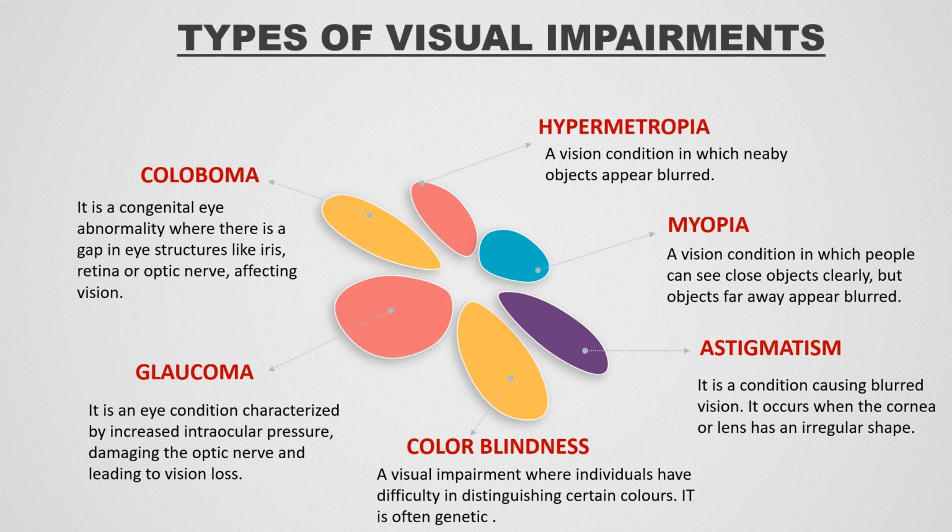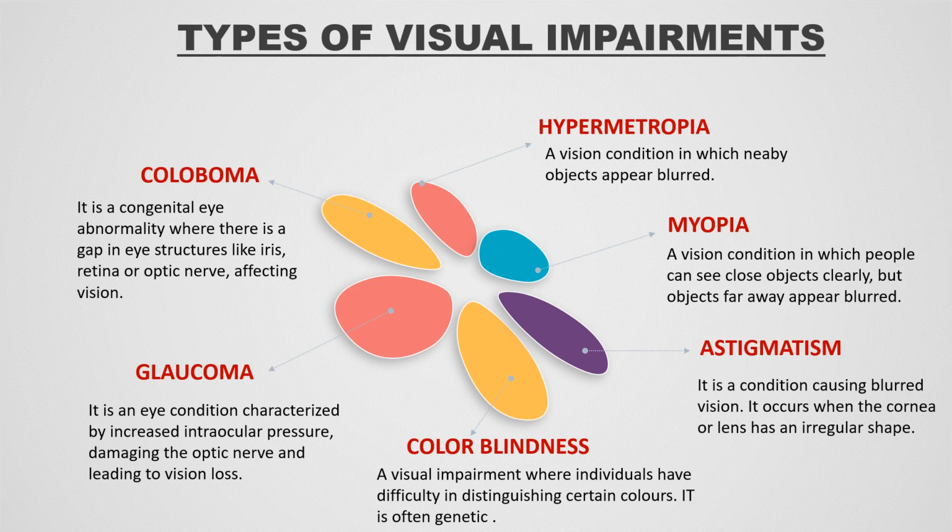Second one is myopia. It is commonly known as nearsightedness. It means one can see close objects clearly but distant ones appear blurry. For example, one may find it difficult to recognize people across the street but have no trouble reading a book.